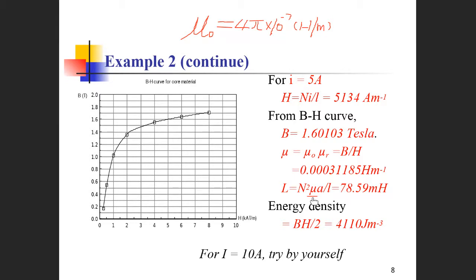In the previous example, example 1, that was mu zero, but here it is mu. So you can get the inductance, which is 78.59 millihenries. So this H and this H are different. This is Henry and this is the magnetic field H.